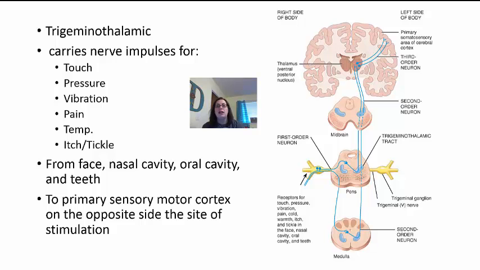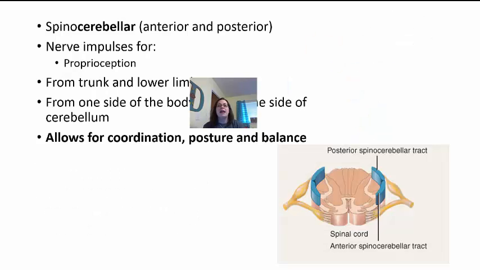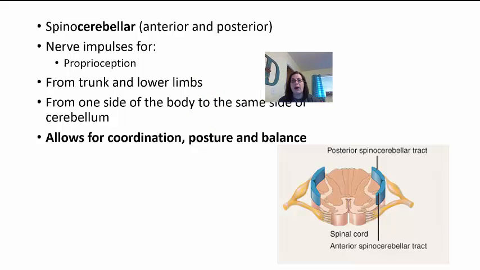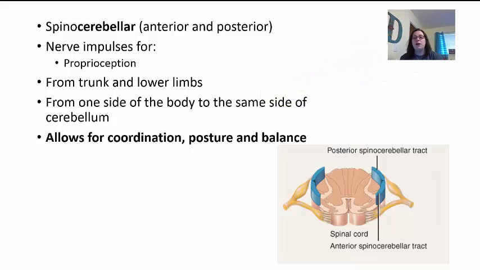All right, so again, when we look at these, you're going to see that they each carry slightly different information, and they're carrying it from different places in the body. The next one is called the spinocerebellar pathway or tract. These are anterior and posterior, and if you'll notice, they're on the sides. Anterior means front, posterior means back. These are only going to carry proprioception. They're going to carry it from your trunk and your lower limbs, from one side of the body to the same side of the body.